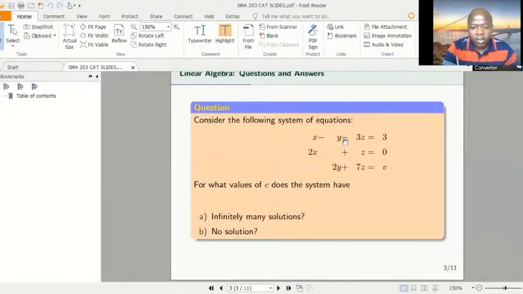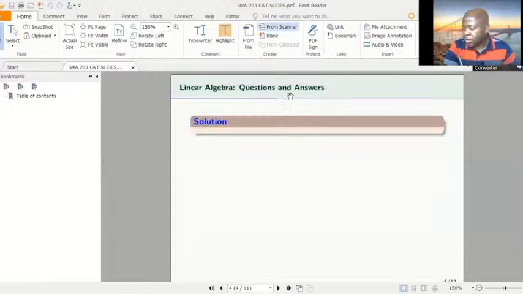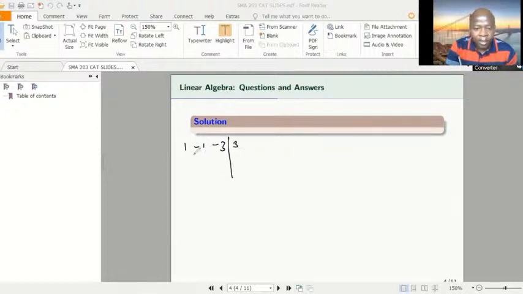So that means we must extract the augmented matrix, then reduce to echelon form and look at the last equation, the last row, to tell us more about the type of solutions that we can get from this system. So let me just write the augmented matrix. The augmented matrix there is 1, negative 1, negative 3, and then I have 3. I have 2 here.